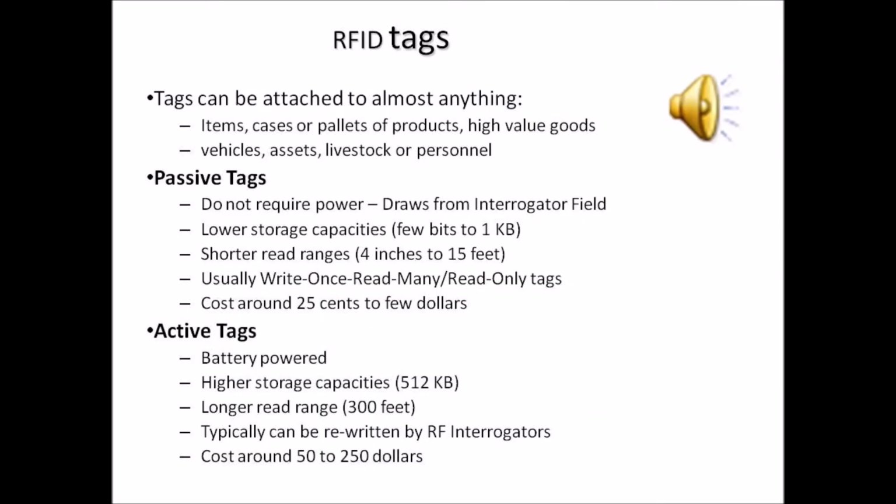This slide explains about the types of RFID tags. They can be passive or active. Passive tags do not require power, but they draw power from the reader. It is used for short read ranges. Because it doesn't have power, it cannot operate for a longer distance. Most of them are write once, read many times. So you can write just once, and most of them are read-only tags.